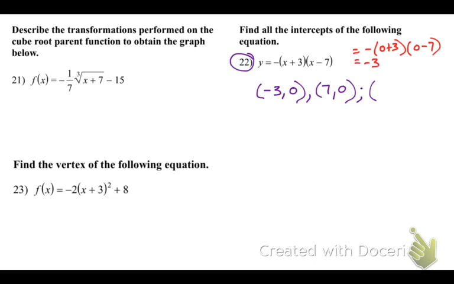So that's negative 3 times negative 7, which happens to be positive 21. So our y-intercept is at 0, comma 21. Hopefully you chose that as the correct answer.